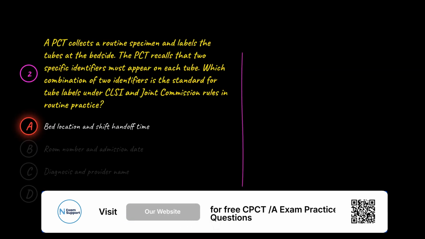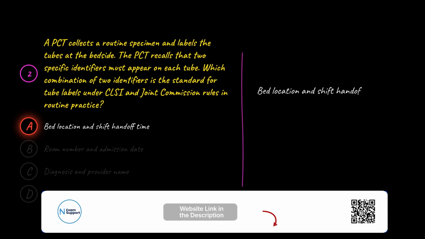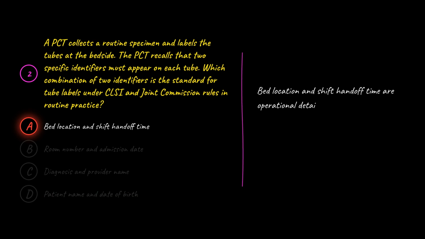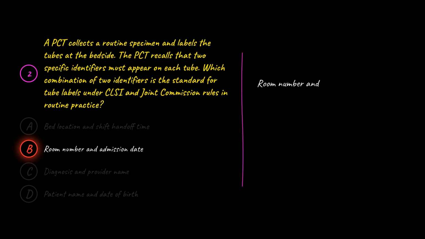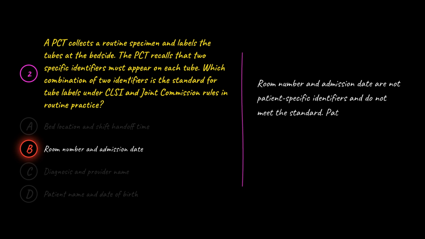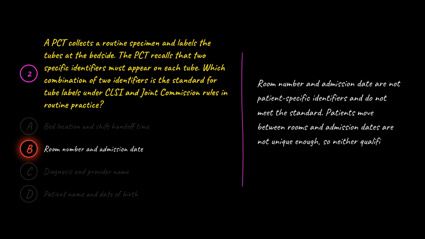A is wrong because bed location and shift handoff time are operational details, not patient-specific identifiers. They cannot be used as identifiers on a tube label under either CLSI or Joint Commission requirements. B is wrong because room number and admission date are not patient-specific identifiers and do not meet the standard. Patients move between rooms and admission dates are not unique enough, so neither qualifies as a labeling identifier.